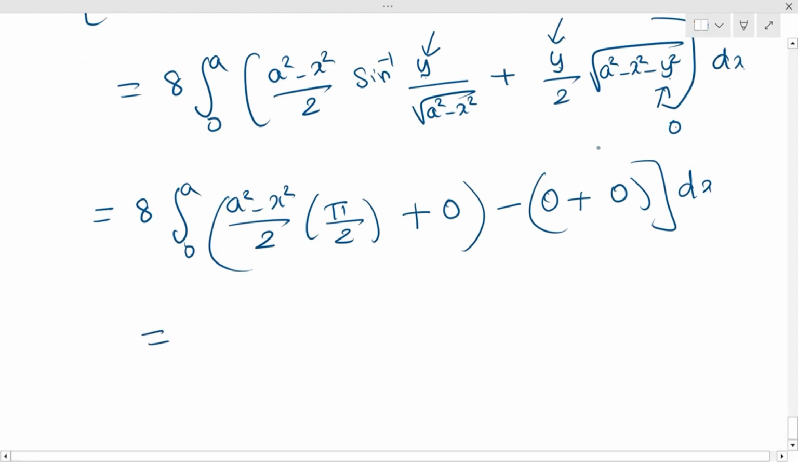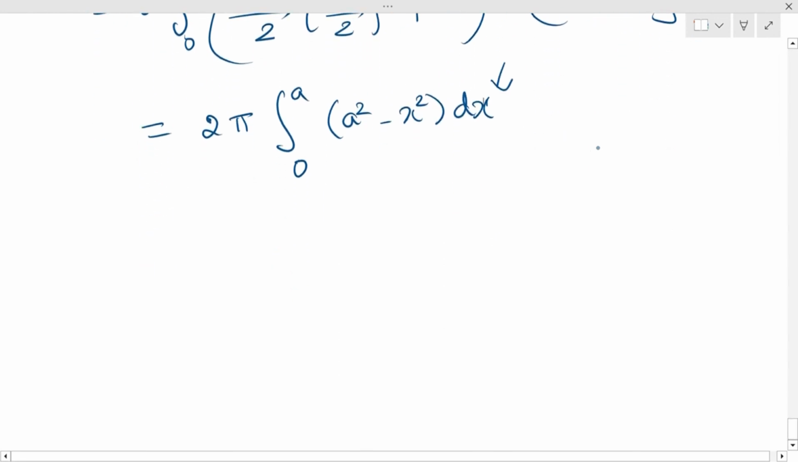So here 2 pi you take outside constant. So 0 to a square minus x square dx. Now lastly the final integration is with respect to the variable x. So 2 pi, the first term integration a square x, second term x cube by 3, 0 to a.